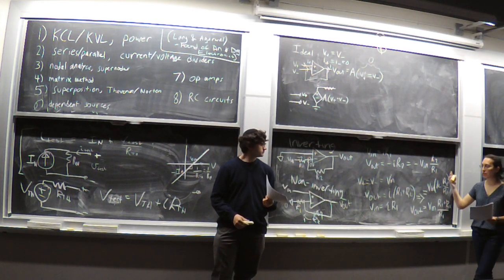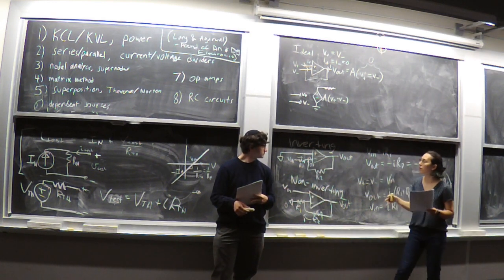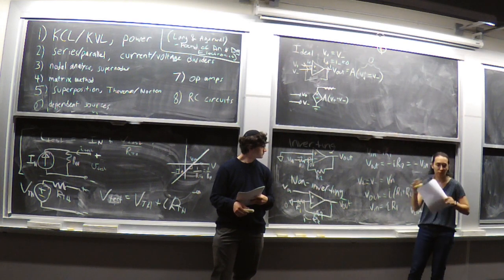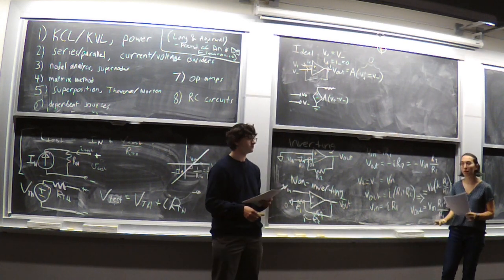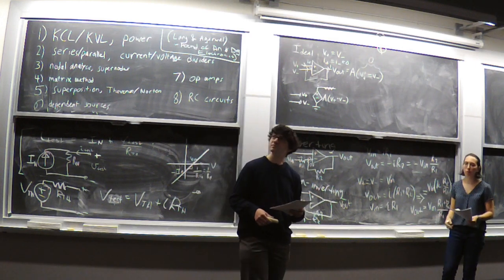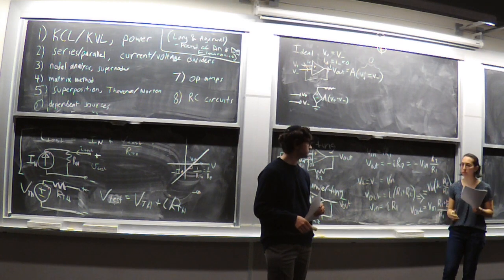But as long as you use the condition that there's no current going into the positive and negative terminals, and you use this model, you forget it's an op-amp, as Jacob was saying, and it just turns into a not necessarily simple, but a dependent source problem. Okay, and we'll solve one of those right now.